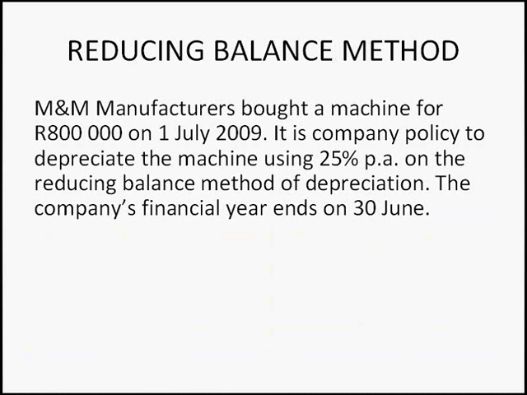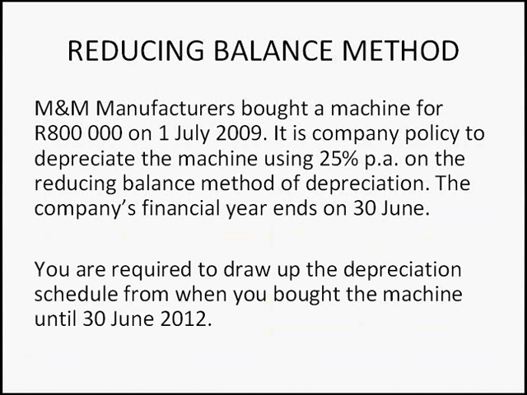So in this case, if you look, you'll see that we bought the machine on the 1st of July and our financial year ends on the 30th of June. That means in this example, the first year's worth of depreciation will be for a full year. Okay, so typically the question that will follow is as follows. You are required to draw up the depreciation schedule from when you bought the machine until the 30th of June 2012.